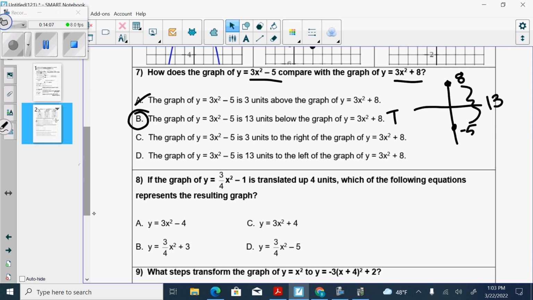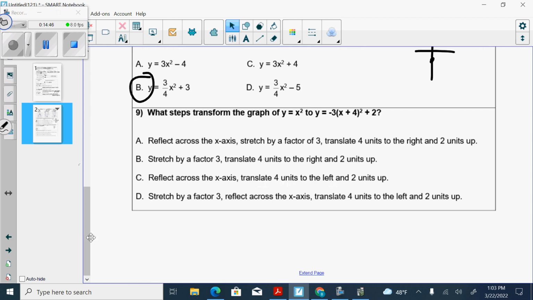Okay, number 8 says that this is the current graph. They want to translate it up 4 units. So where is it right now? Where is it currently at? Negative 1. So it's down here at negative 1. They want to move it up 4 places. Well, if I move 4 places up from negative 1, where am I going to end up? At 3. I just add 4 to it and puts me at 3. All right, and then last one.